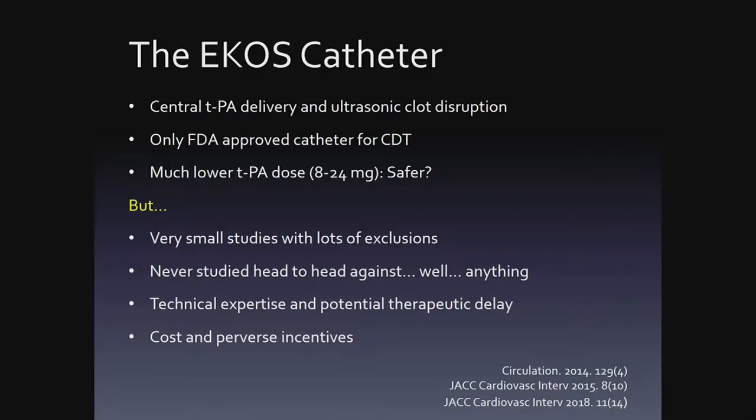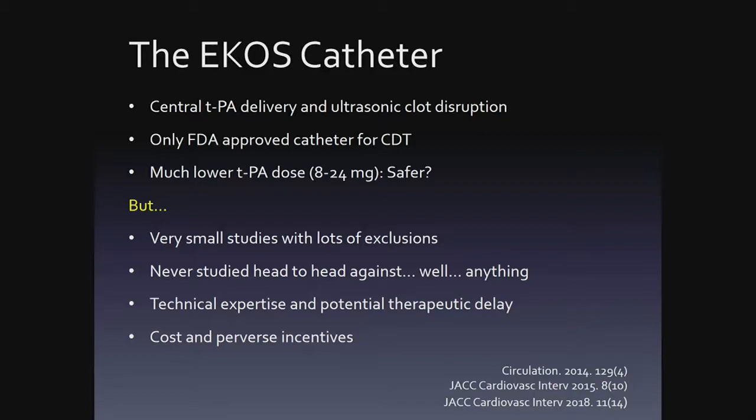Not so fast. First of all, there are 3 studies that have looked at catheter-directed thrombolysis with the ECOS catheter. They are randomized against nothing. They have never been compared head-to-head with systemic thrombolysis. This catheter requires a certain degree of technical expertise. You cannot do this at every hospital. There's potential therapeutic delay. In the patient who has a submassive PE who is stable, that delay is probably justified. Then again, thrombolysis probably isn't justified because the patient is stable, okay?